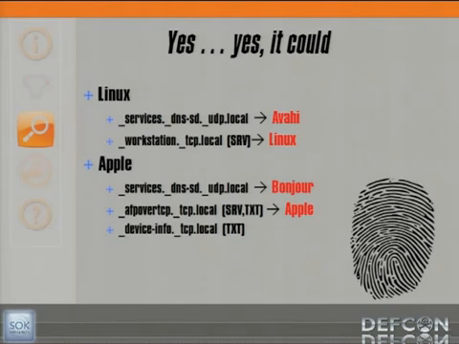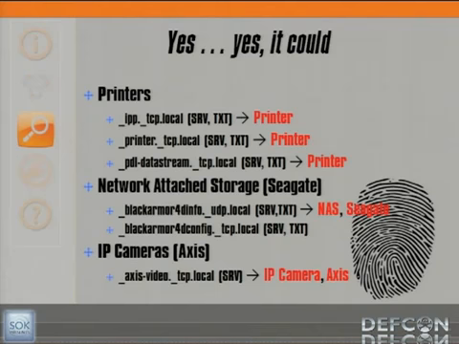If you have _services._dns-sd._udp.local, and you have _workstation._tcp.local, and in particular the service record, then you're pretty much dealing with a Linux box. If you have _services._dns-sd._udp.local, _afpovertcp._tcp.local, and that's the service and text record, on that host, as well as _device-info._tcp.local, text record, then guess what? You probably have an Apple host. Printers. Printers will have IPP, printer, and one of the three.